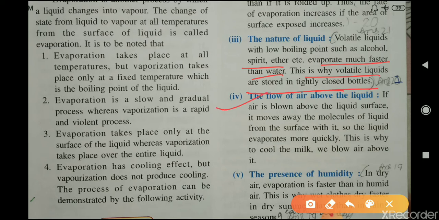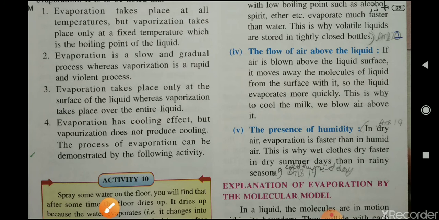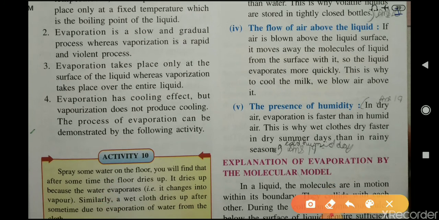Fourth, the flow of air above the liquid. If air is blown above the liquid surface, it moves away the molecules of the liquid from the surface with it. So the liquid evaporates more quickly. This is why to cool the milk we blow air above it. Fifth one is the presence of humidity. In dry air, evaporation is faster than in humid air. This is why wet clothes dry faster in summer days than in rainy season.